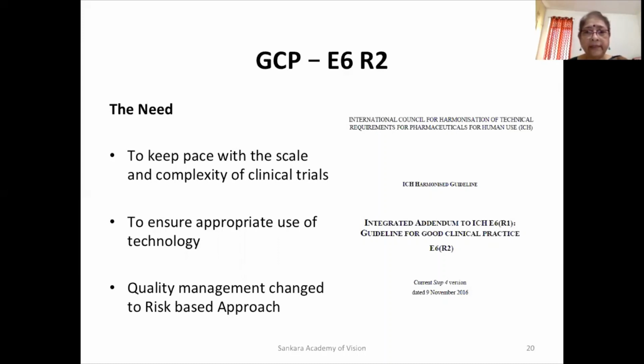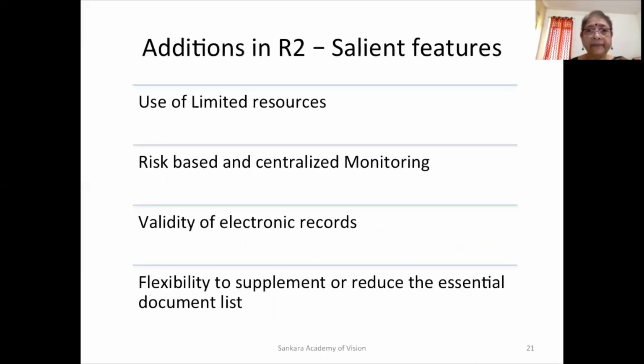So it has become much more complex than it used to be earlier. A lot of paper exchange had stopped. It was more on an electronic basis. So one needed to ensure that there was appropriate use of this technology. And also the quality management changed to a risk-based approach. So a lot of emphasis was given to risk management.